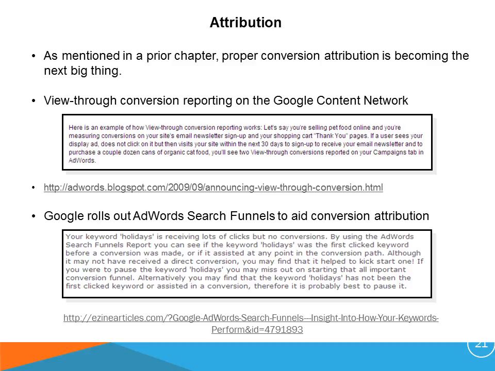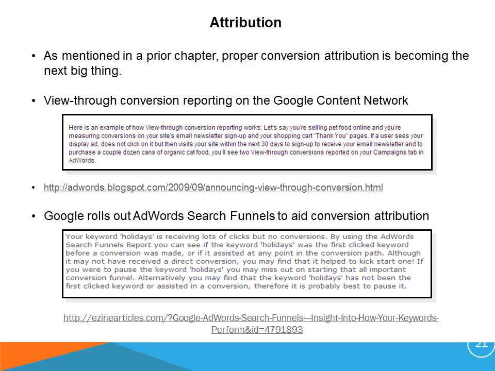Here's an example of how it works. Let's say you're selling pet food online and you're measuring conversions on your site's email newsletter sign up and your shopping cart thank you page. So you basically tagged two things as a conversion. If somebody signs up for a newsletter, bing, it's a conversion. If somebody presses the submit button on the ordering page and a thank you page comes up, boom, I got a conversion.